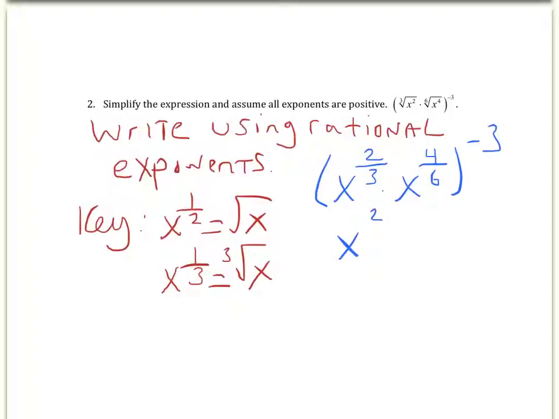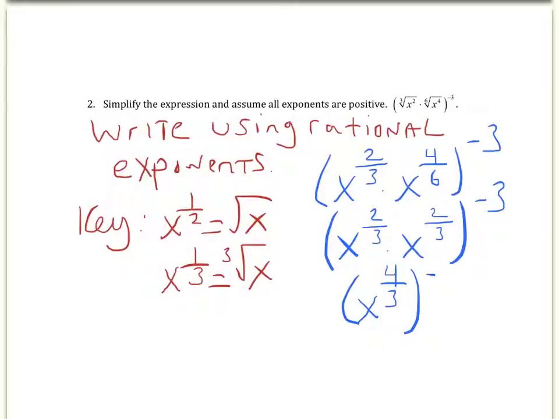We're going to simplify. 4 divided by 6, that's 2/3. So we're going to add the exponents, 2/3 plus 2/3. And then here we're going to multiply x to the 4/3 to the negative third. You multiply the exponents. So it looks like our answer is x to the -4.